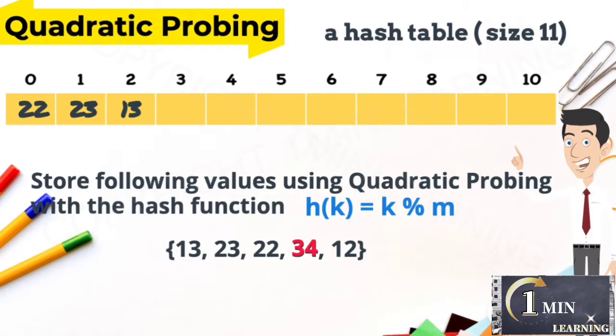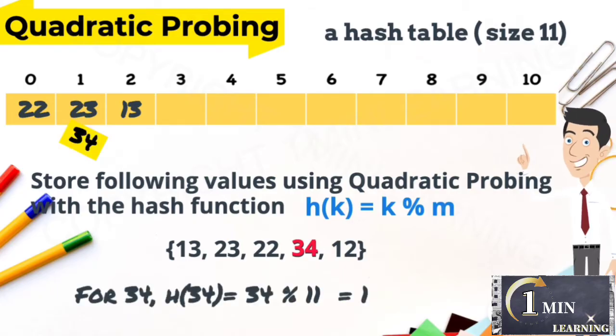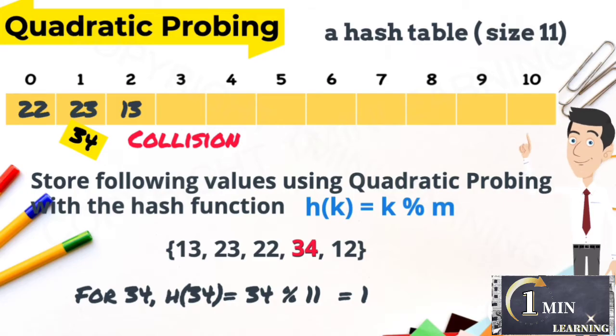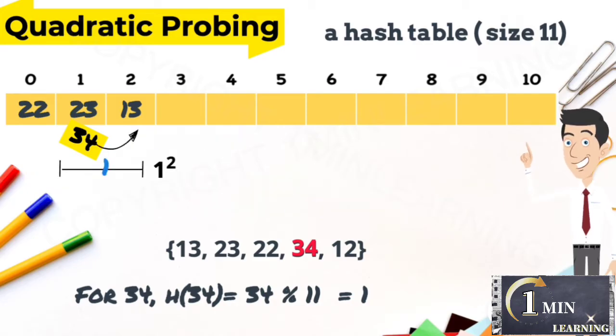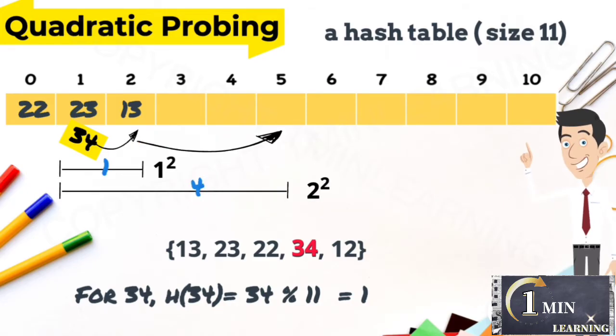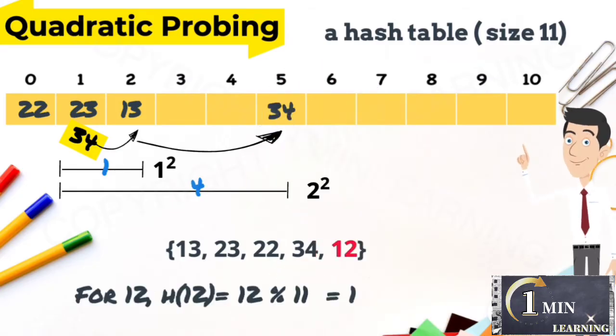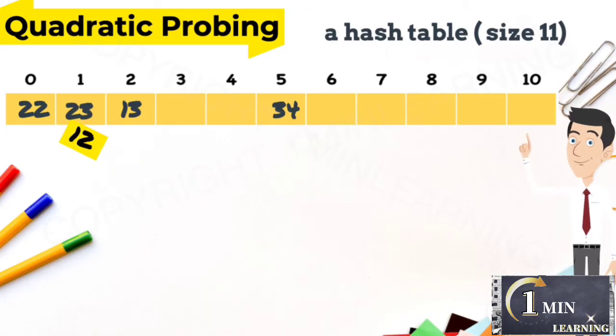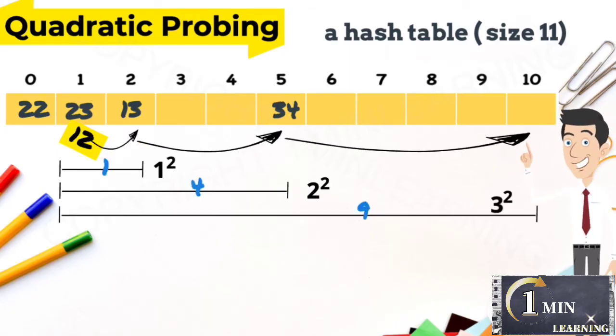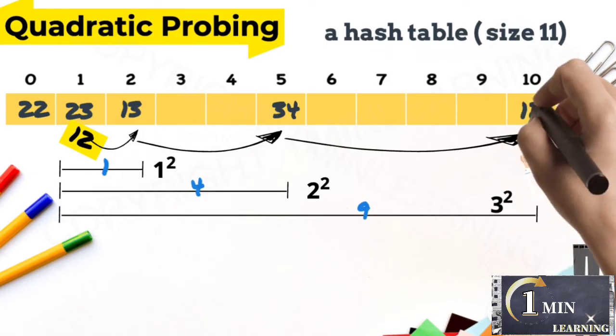For 34, it's supposed to store at index 1. But there is a collision. So we move quadratically at a time until we find an empty bucket. 34 is stored in index 5. 12, supposed to store at index 1. We follow the same collision resolution pattern as 34. It's stored at index 10.